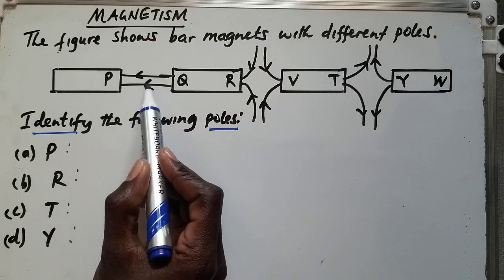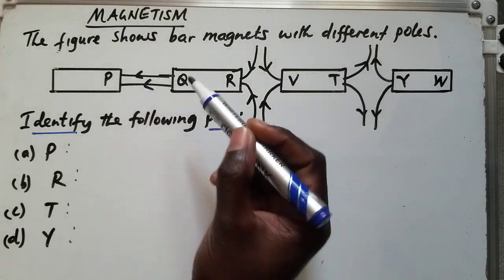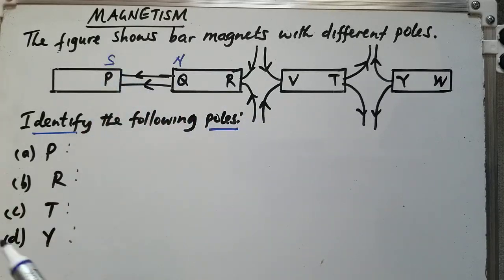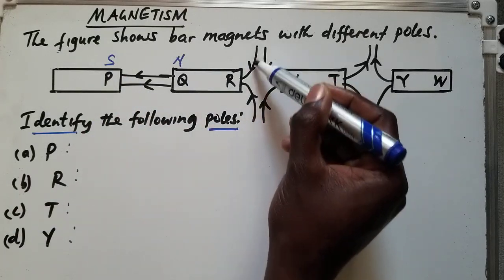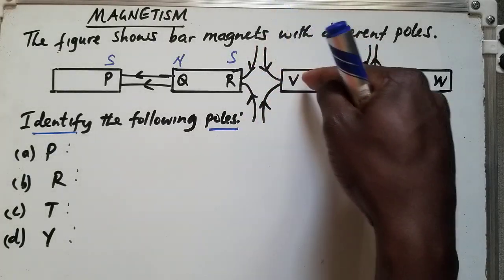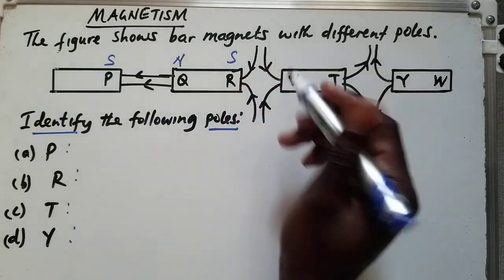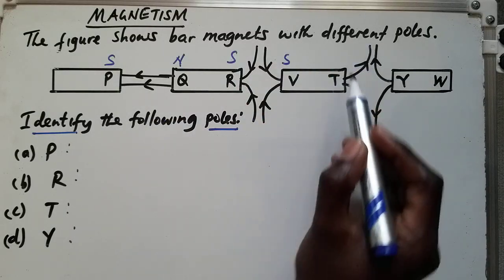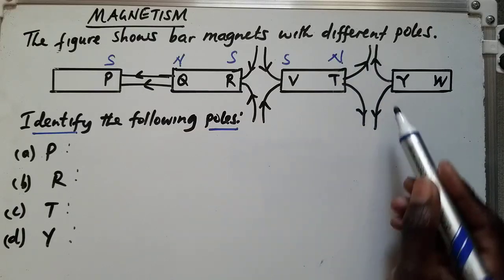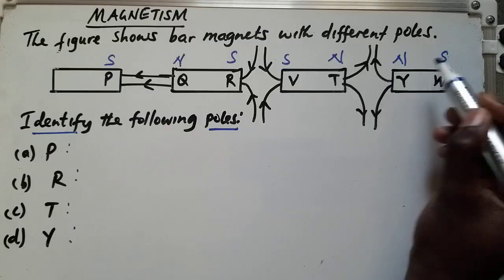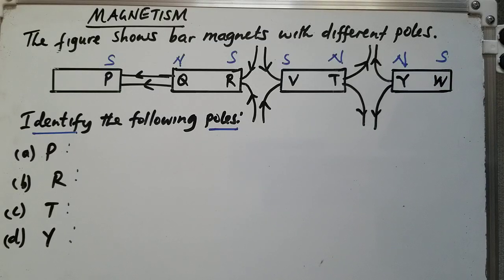Now if you notice here, the arrows are going in that direction, meaning that this should be a north and that should be a south. And if this is a north, you can see the arrows are entering. That automatically tells you that is a south. And you can see again where V is, the arrows are entering, meaning that is a south. You can see where T is, the arrows are moving out, that tells you that is a north. And these are moving out where Y is, that tells you that is a north. It means automatically that that one is going to be a south pole. I hope you are clear from where we started.